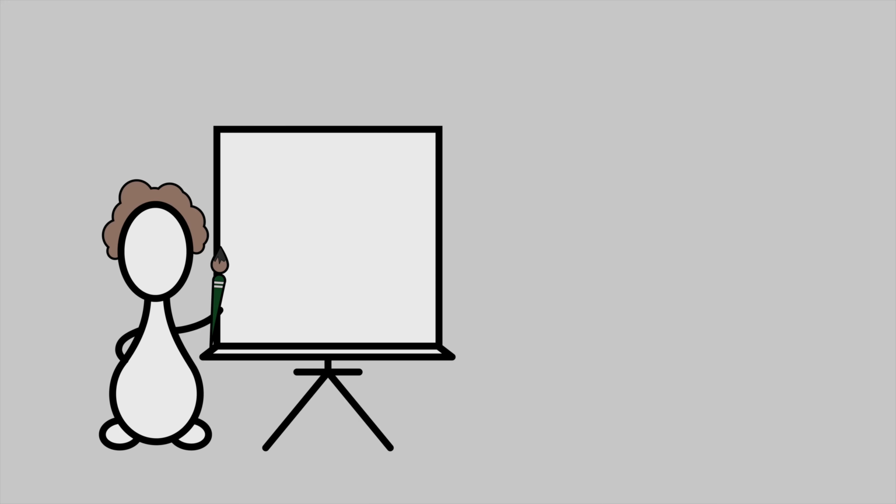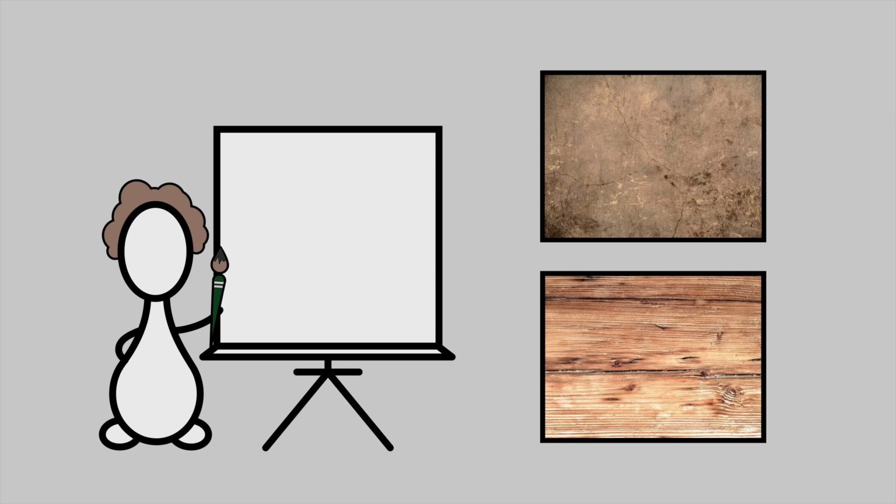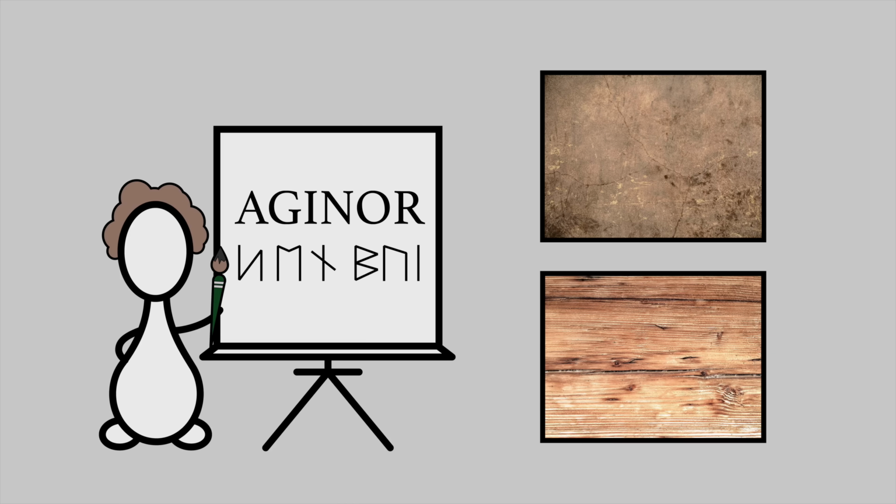How a culture writes greatly affects the look of that culture's script. Does your culture carve their glyphs into stone or wood? If so, think about the limitations those materials impose. Carved glyphs tend to be angular, have very few if any curves, and may contain artifacts of the carving tools.